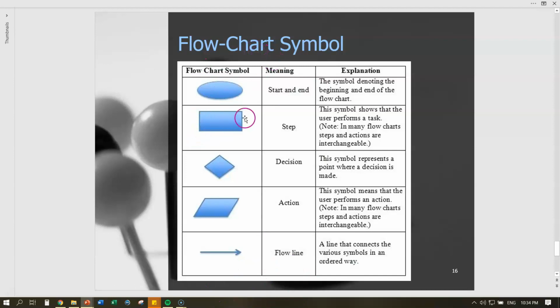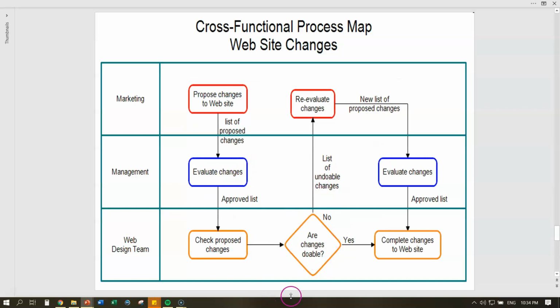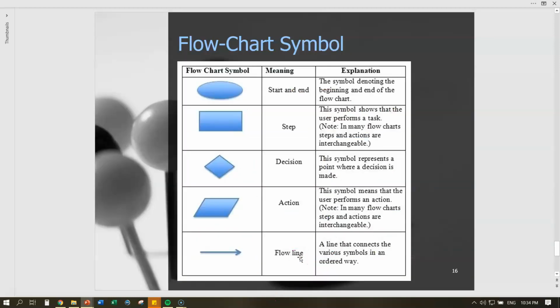And then bentuk segi 4 ni pula maksudnya step. Setiap step yang you identify, you kena buat dalam bentuk 4 segi. And then bila ada decision that need to make by the person involved, you kena letak diamond untuk decision macam ni. And then action kena buat bentuk segi 4 yang sengit sikit. And lastly, arrow ni adalah flow line. So it is very important for you to create a correct flow chart based on the simbol yang membawa maksud yang betul.